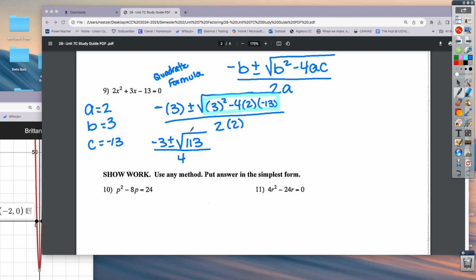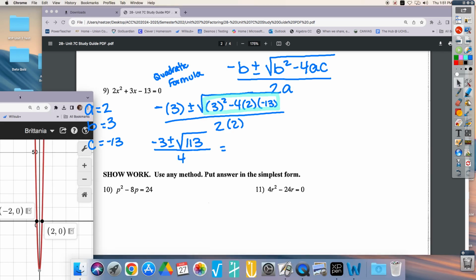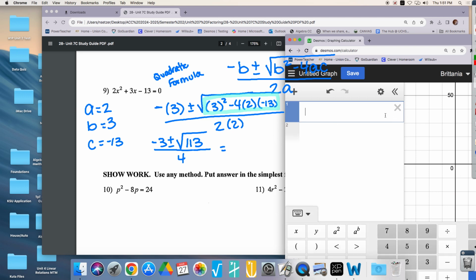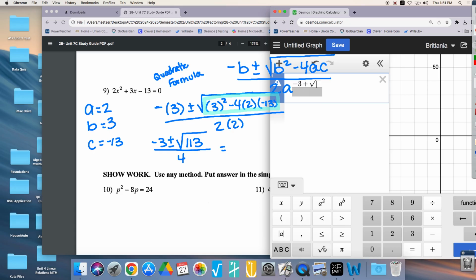All right, I know that 113 can't be simplified, but I am going to go ahead and put this in. So this whole thing basically is the answer. That's negative 3 plus the square root of 113 divided by 4, and negative 3 minus the square root of 113 divided by 4. I'm going to put both of those in my calculator. So if we do put this in our calculator here, even in Desmos, we can put in the calculator in Desmos. So first we want to make the fraction. And on top is negative 3 and then plus the square root of 113 divided by 4.